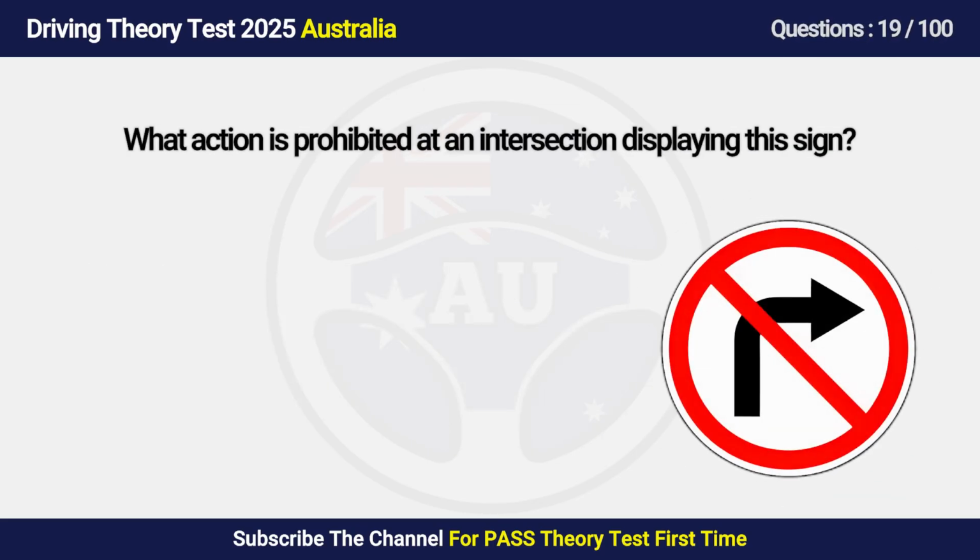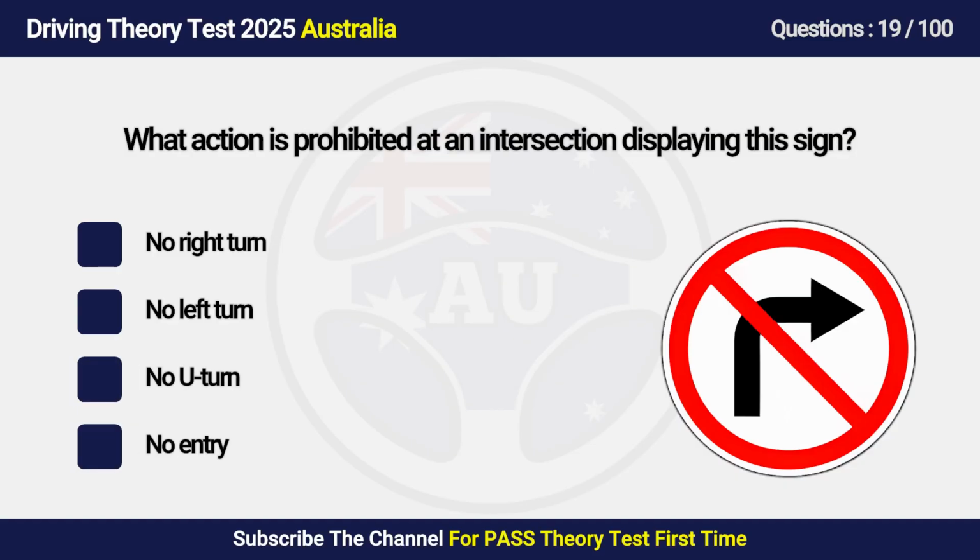Question 19. What action is prohibited at an intersection displaying this sign? A. No right turn. B. No left turn. C. No U-turn. D. No entry.